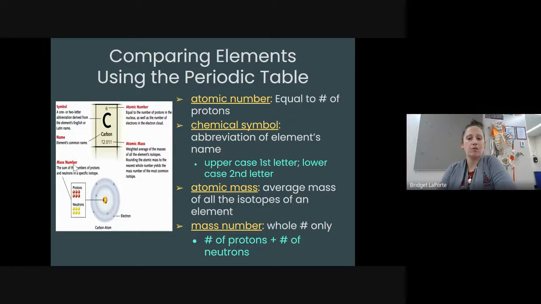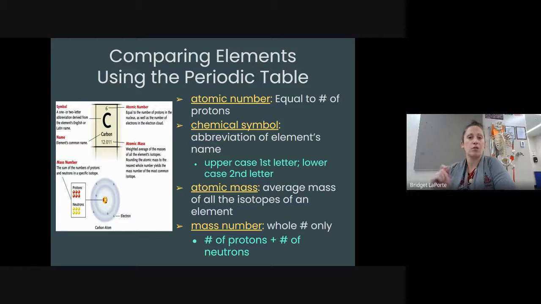So mass numbers are whole numbers. All right, so no decimals, no fractions. They have to be a whole number. Why? Look at your equation. P plus N equals mass number. There's not a fraction of a proton or a fraction of a neutron or a decimal of either one. You either have one proton or you have two protons. You don't have 1.75 protons. Same for neutrons. So your mass number will always be a whole number.